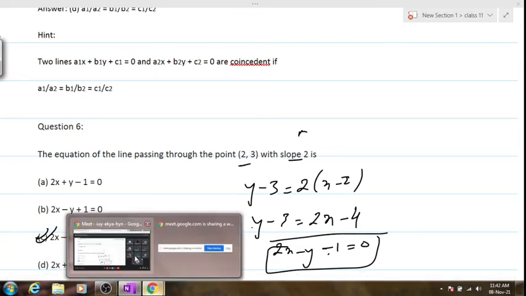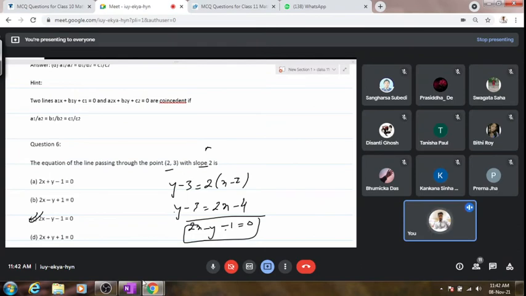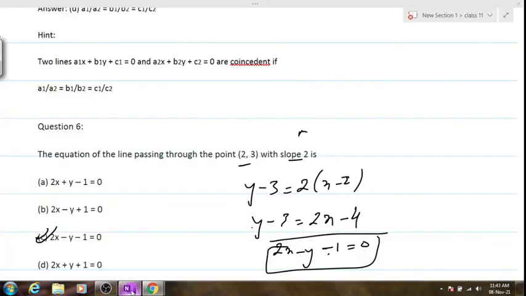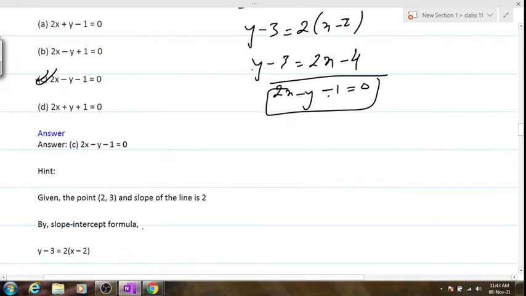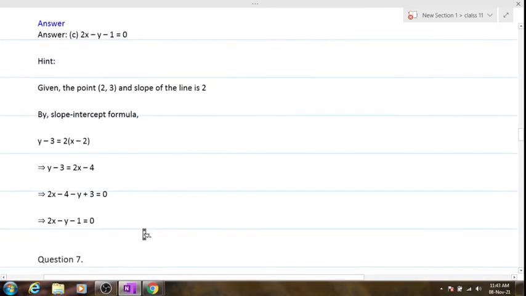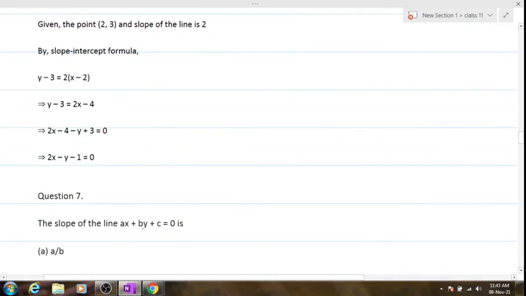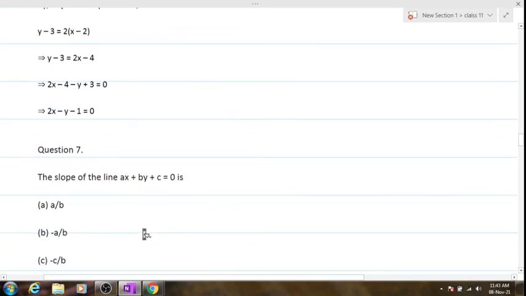How many have got the answer for this? Apart from, I think, Prasiddha answered, right? Who else did the answer? Okay, chalo then. Most of you have got the answer as C. It's good, correct. This is slope intercept form. Moving on to question number 7.